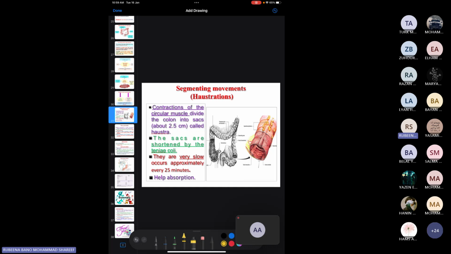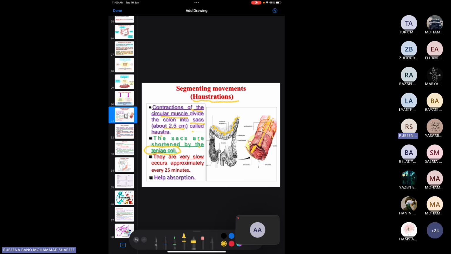Segmenting movements, as I said, are also called haustrations. The contraction of the circular muscles divides the colon into sacs of about 2 to 2.5 centimeters. This is called haustra. As you can see here, these are the haustra, sac-like structures, due to the contraction of the circular muscles. The sacs are shortened by the tinea coli. You need to memorize this name, tinea coli, because this is a special structure present in the colon. Here in this picture, you can see the tinea coli. So this tinea coli gets shortened.